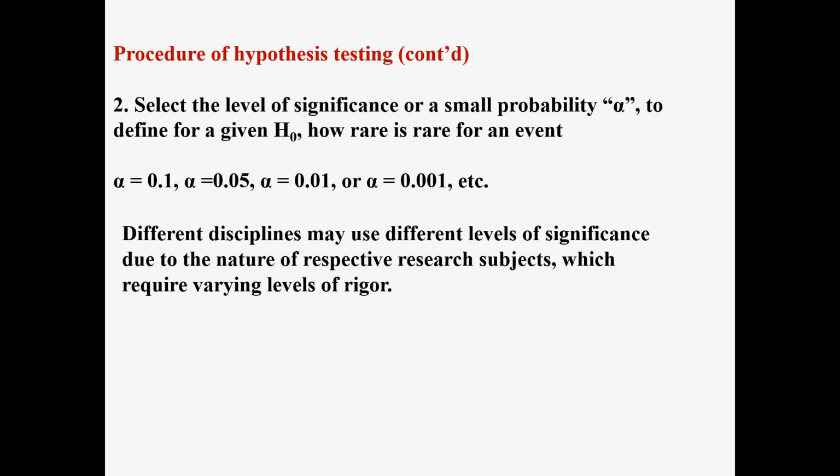So the purpose of choosing a level of significance is to determine this small probability, to determine how rare is rare. The magnitude of rareness is reflected in the level of small probability alpha. Now, different research communities often adopt a different level of significance because they deal with different research subjects which often require different levels of rigor.